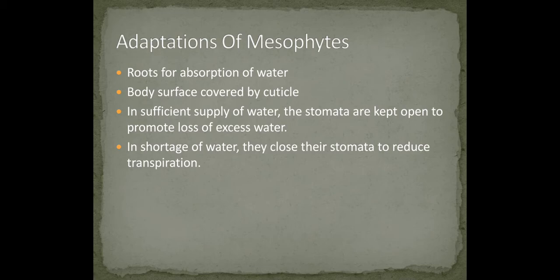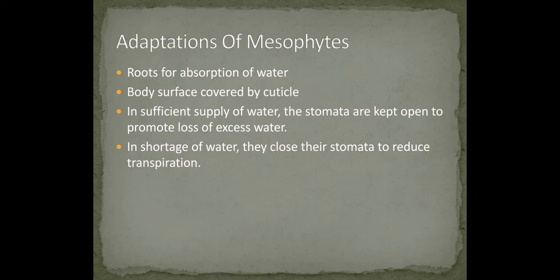But in their environment, water availability fluctuates, it's not the same all the time, and that's why their body surface is also covered by cuticle to reduce the rate of transpiration. Sometimes they have very little water available, and sometimes more. So whenever there is rainy season, or when they have a sufficient supply of water, they keep their stomata open, to promote the loss of excess water, so that they can get rid of that extra water by the process of transpiration.